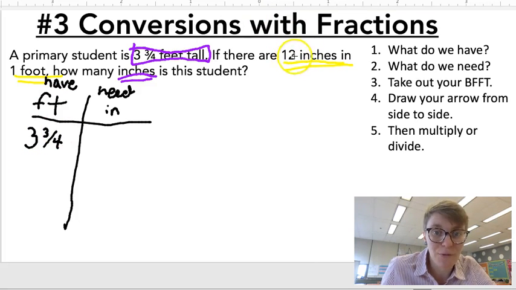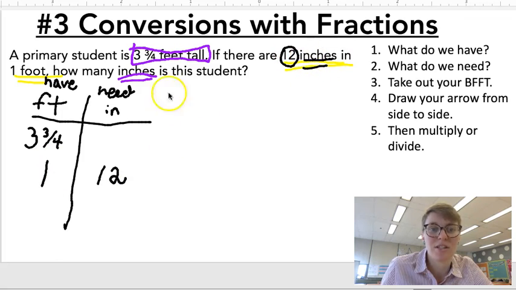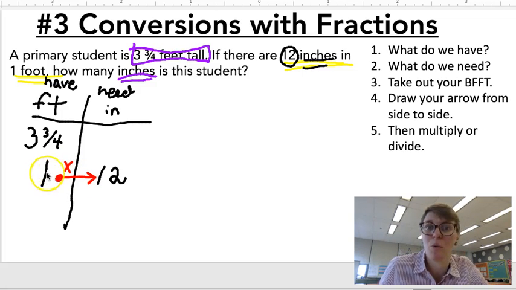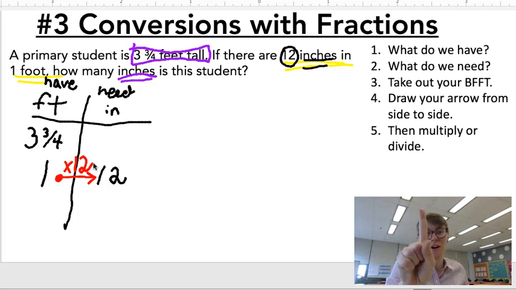So I want to be really careful. This 12 is for the inches. So when I put in 12, I want to put it under inches. So I know 12 inches is equivalent to 1 foot. Let me show you guys that again. 12 inches in 1 foot, it's just reversed. So in 1 foot, I have 12 inches. Now, we're going to draw our arrow from side to side. I'm going from 1 foot to 12. I'm getting larger, which means I'm getting more inches in a foot. So I'm going to be multiplying because my number is getting bigger from 1 to 12. So I need to do 1 times 12. Because what I'm saying is every time I have a foot, I have 12 inches.